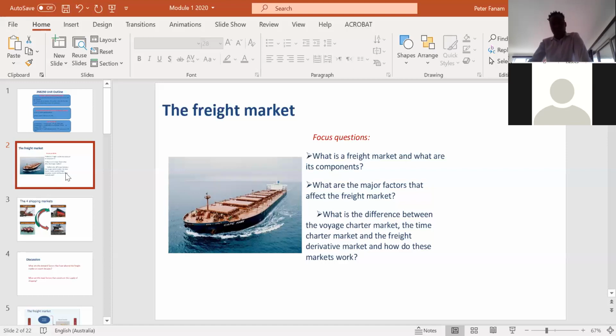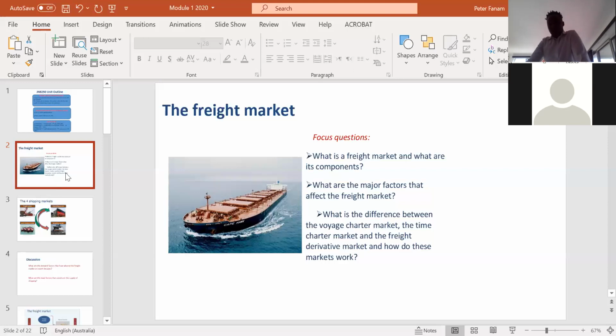So when these two parties' needs are met, the agreement will be signed, and the charter party contract will be signed. And then the ship owner will release his vessel to the charterer. And that also comes down to the three focus questions for this Model 1.